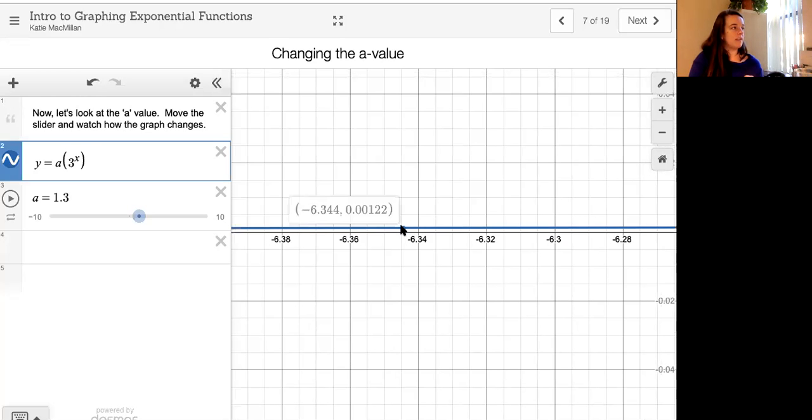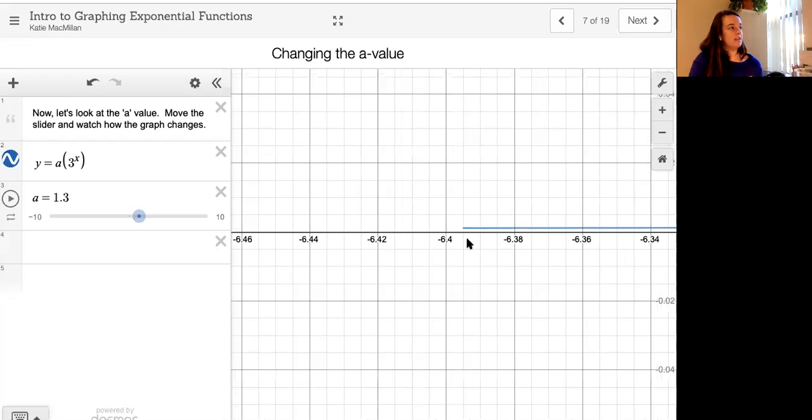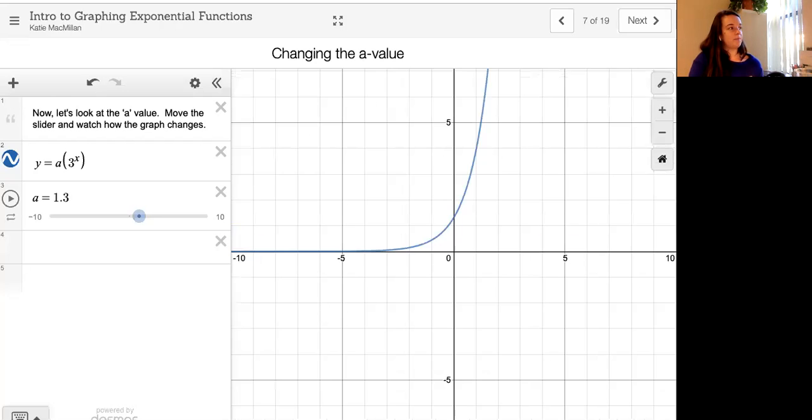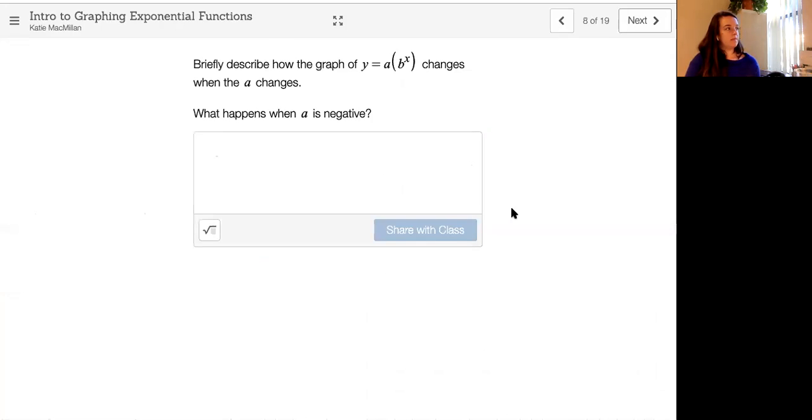It might get very, very close. Look how small that y value is there. But it's never going to touch. It will look like it touches, but it will never touch. Okay. All right. Keep going. Y'all are doing great.